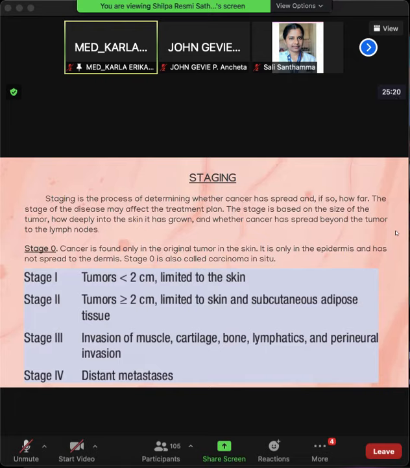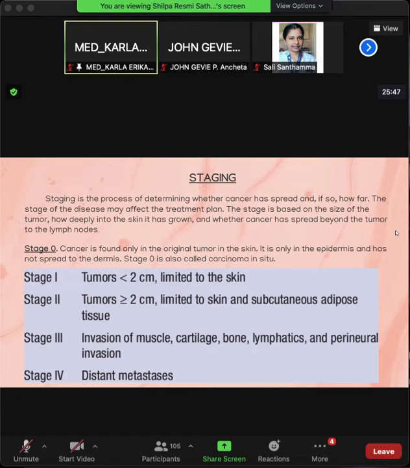Next is stage 1. In stage 1, the size of the tumor will be less than 2 centimeters, and it will be limited to the skin only. It doesn't spread to any other organs. And the next stage is stage 2. Its tumor will be greater than or equal to 2 centimeters, and it will also be limited to the skin and subcutaneous adipose tissue.